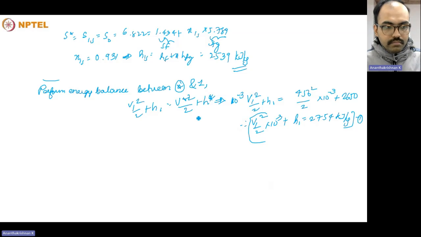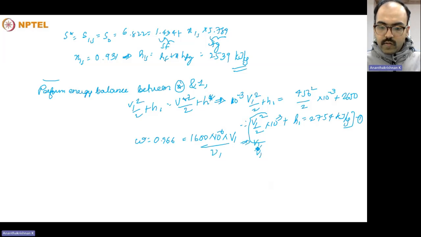And then another equation that we can get is, we know the mass flow rate of the steam, 0.966 kilogram per second. That is equal to the area at the exit, 1600 into 10 power minus 6, into velocity divided by nu1. That implies V1 by nu1 is equal to 603.8.